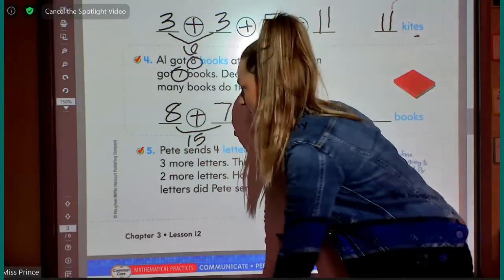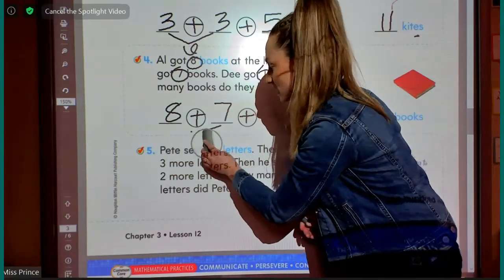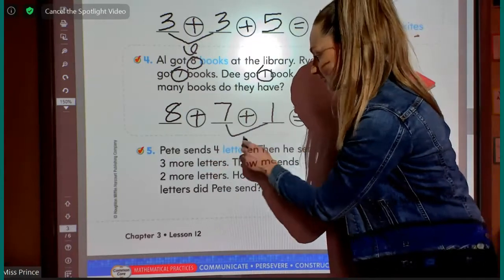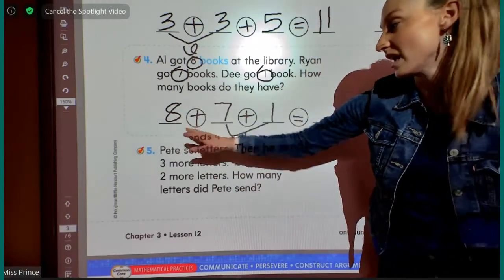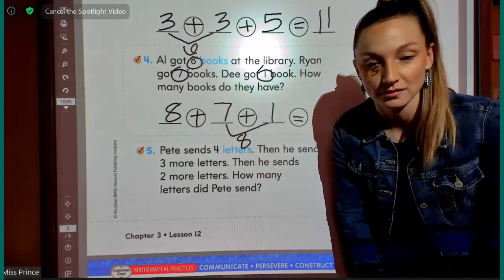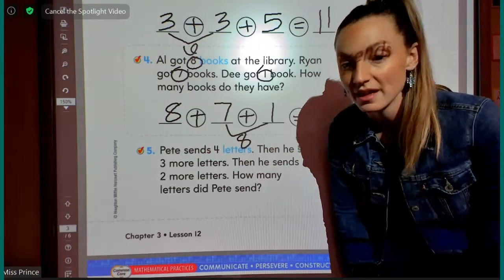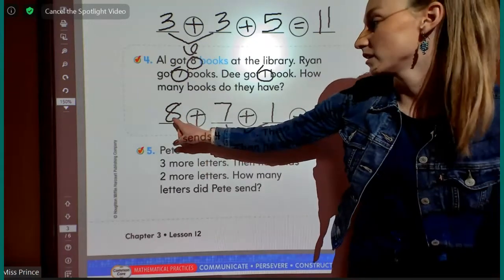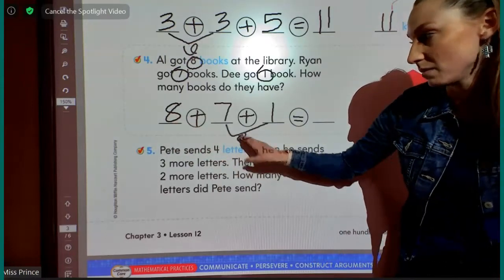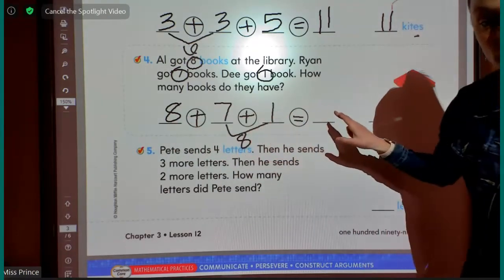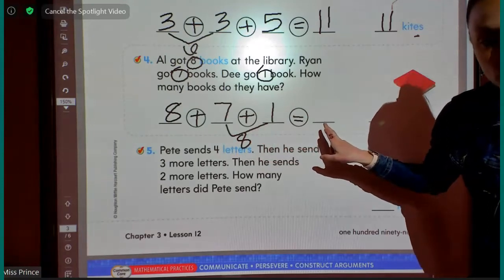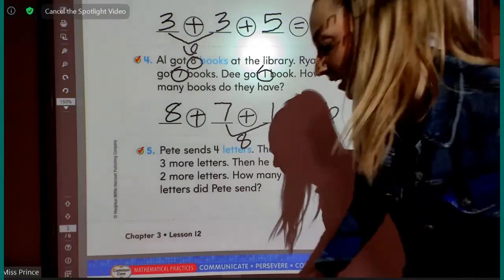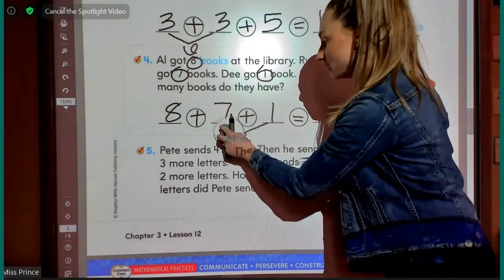Zayden, I'm wondering, could this help us out if we put the 7 and the 1 together to make 8? So all we had to do is 8 plus 8 to get our total? Yeah. We could do that. I'm going to show you that either way we're going to get the same answer. We could say 8 plus 8, because we put these together, equals 16.